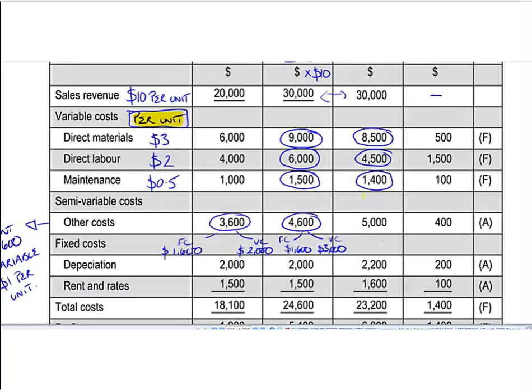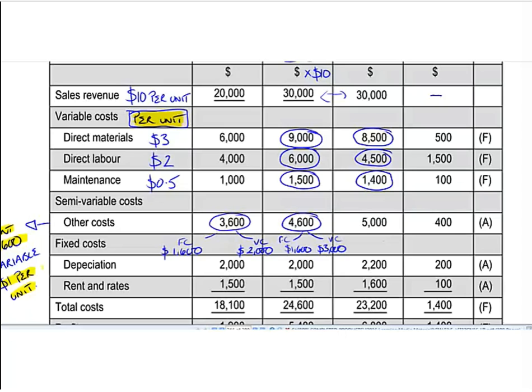Okay, if we look at other costs, we've seen from the previous page at the start of the example that they were made up partly by fixed costs. A fixed element, just to remind you, of $1,600 was included in other costs. And therefore the variable cost, again as we've seen previously, was made up of $1 per unit. And we can see that that's reflected in the original budget.